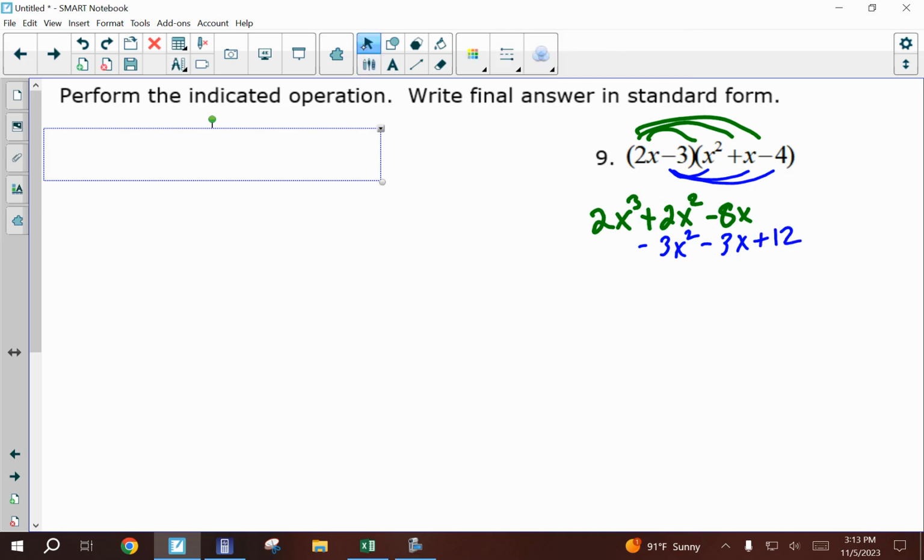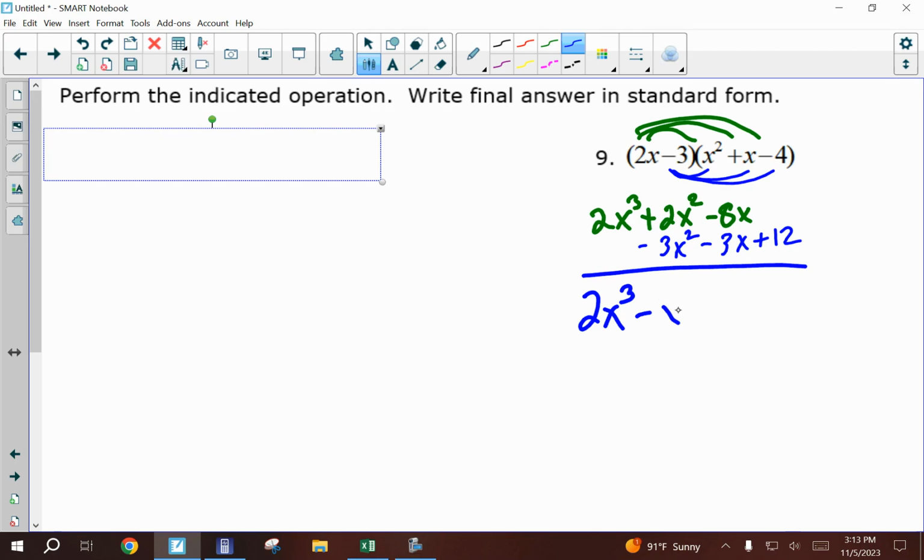If you really wanted to, you could have had all of this stuff off to the side, but then you have to go searching. So that's why I like to do these longer problems like this. So now I just put them together. So this is 2x to the 3rd minus x squared minus 11x plus 12. And that's my final answer.